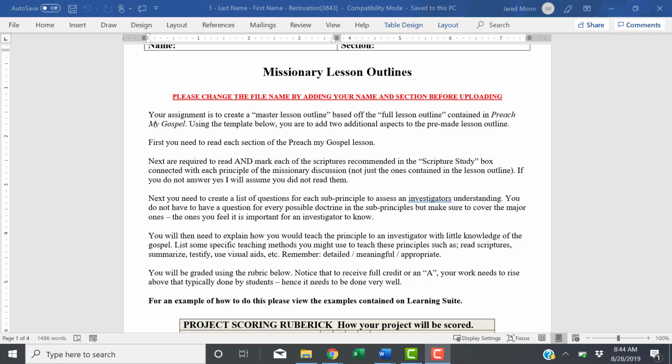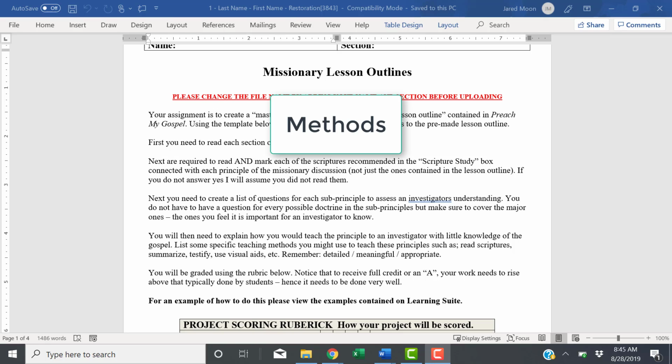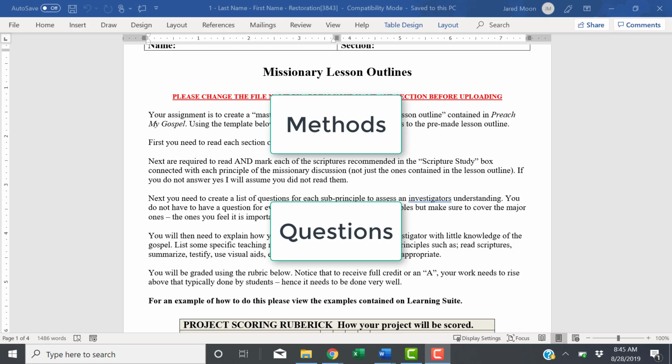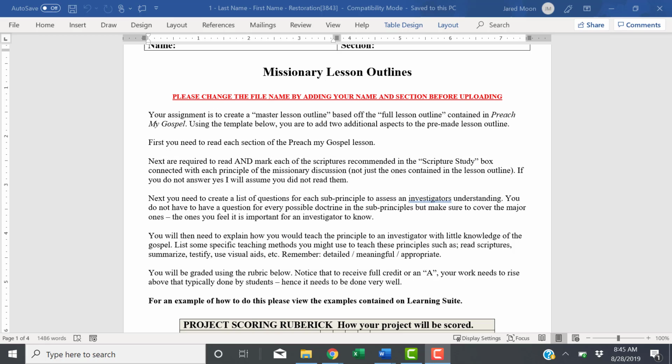The point of these missionary outlines is to help you practice preparing lesson plans for your investigators. You'll get to read the material in Preach My Gospel, and then you'll create methods you can use to teach those principles, and questions you can ask to assess whether or not they understood what you taught. Doing this will tremendously prepare you for when you have people to teach, and you need to know the best ways to teach them certain principles that are likely foreign to them.